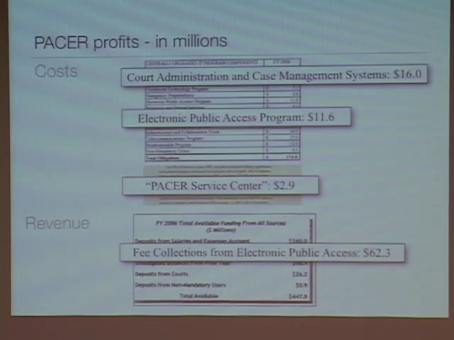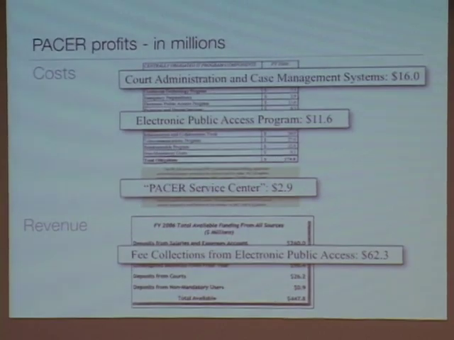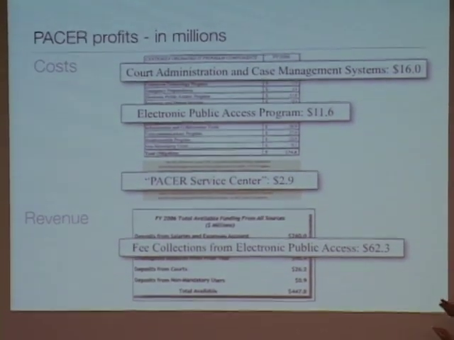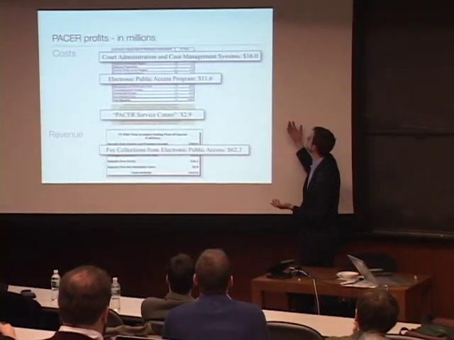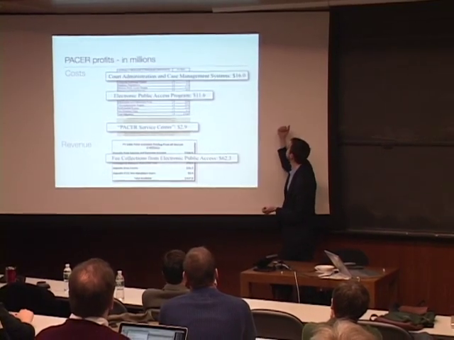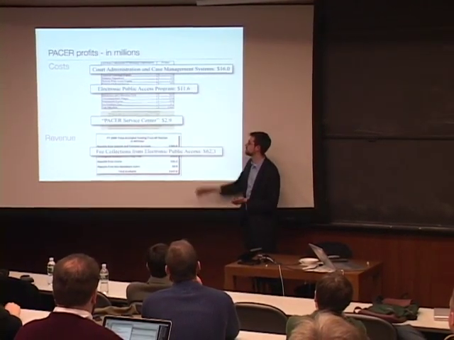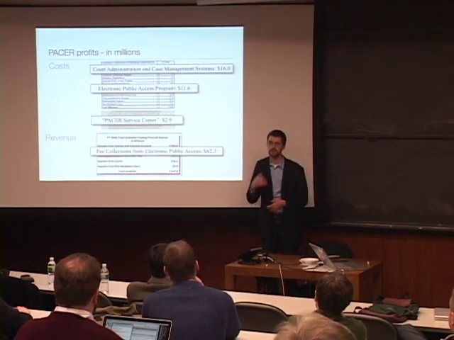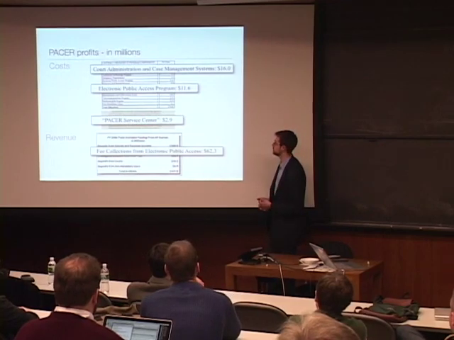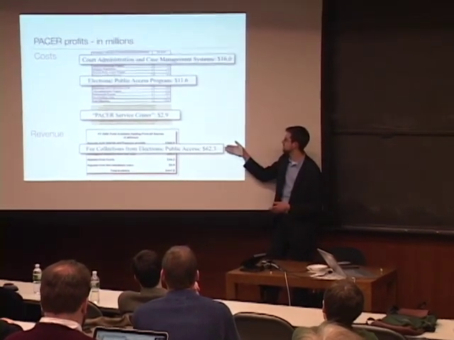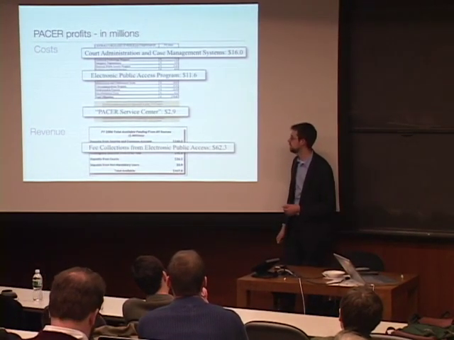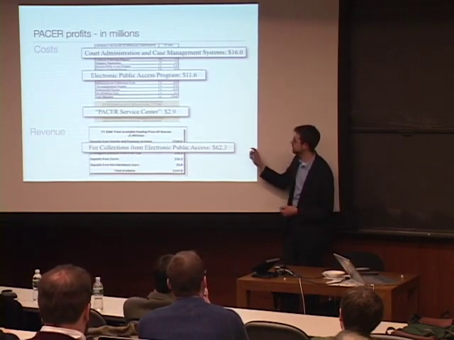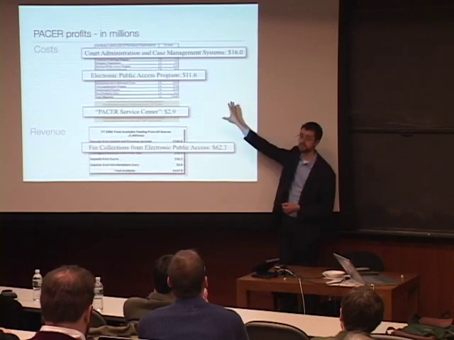It gets a little complicated because the system for PACER is essentially the same technology as the system for attorney filings, which falls under court administration case management. One could reasonably include at least some of that in the cost. So in total, we might assume they're spending at most $30 million a year for it. They also note elsewhere that in one year for the PACER Service Center, they spent $2.9 million. This is basically the people in San Antonio that answer the phone when you don't understand how PACER works, or help you with other service issues. And then under revenue, they note that they made $62.3 million in fee collections for electronic public access. Notably, more than twice what, in our most generous estimate, we would say PACER costs.